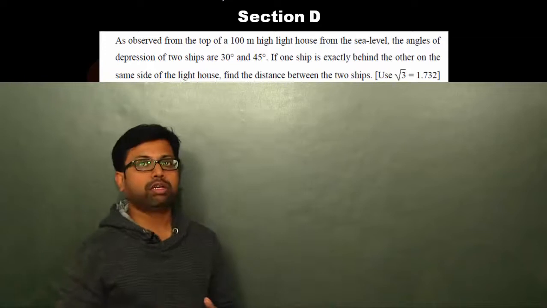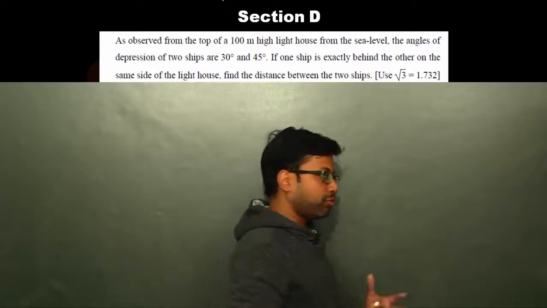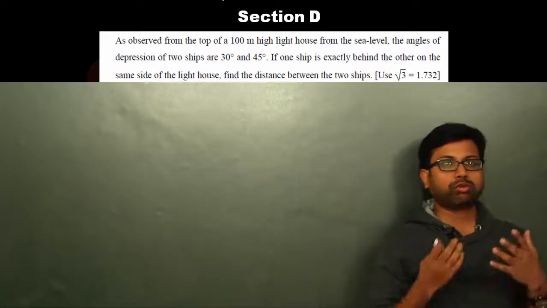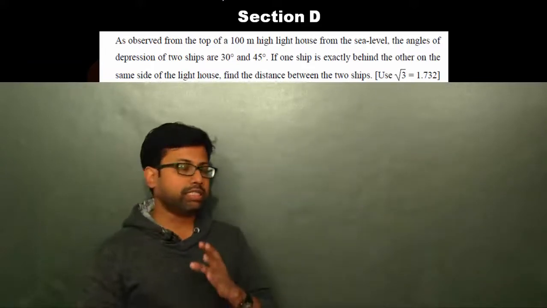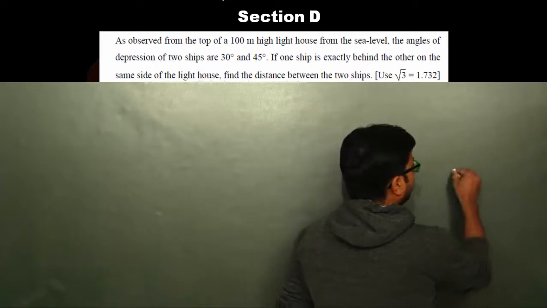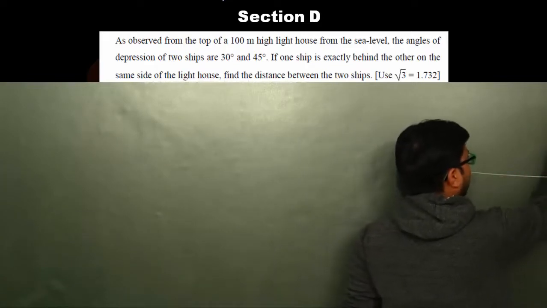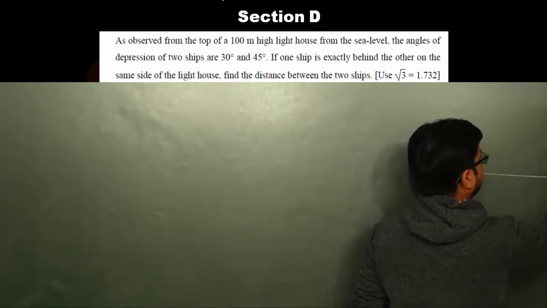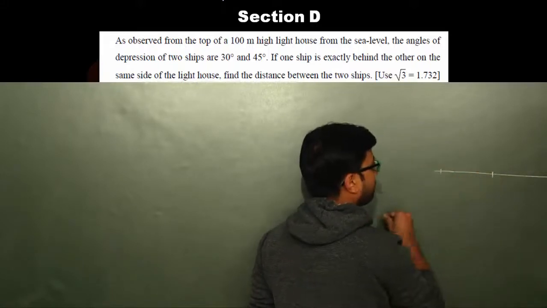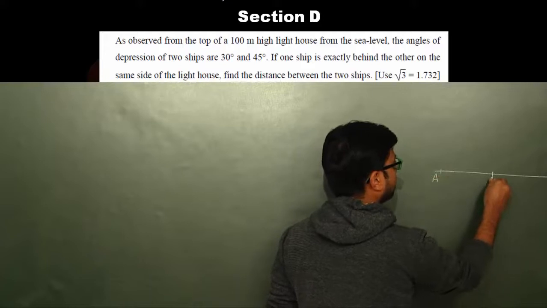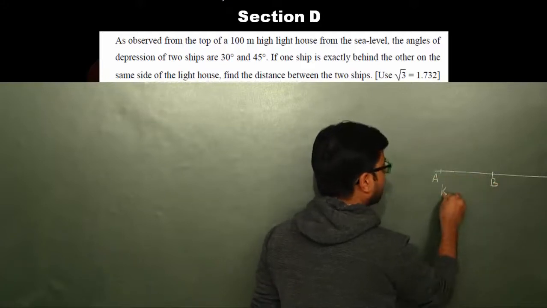to make the figure from the given conditions or the given question, then solving the problem related to heights and distance is very easy. Let's see how this is very easy. Now there is a tower which is 100 meters high, and there are two ships going one behind the other. So there are two ships A and B which are a distance d apart.